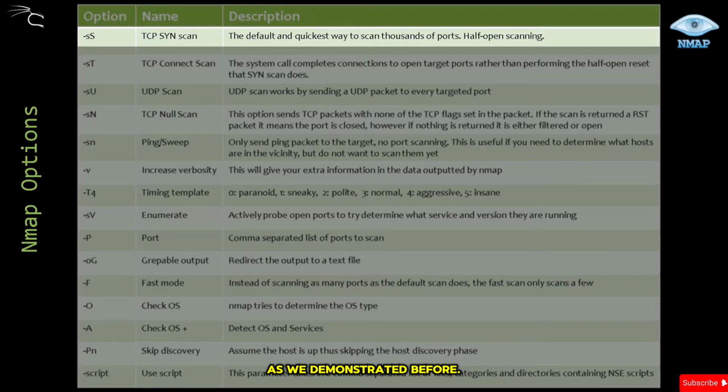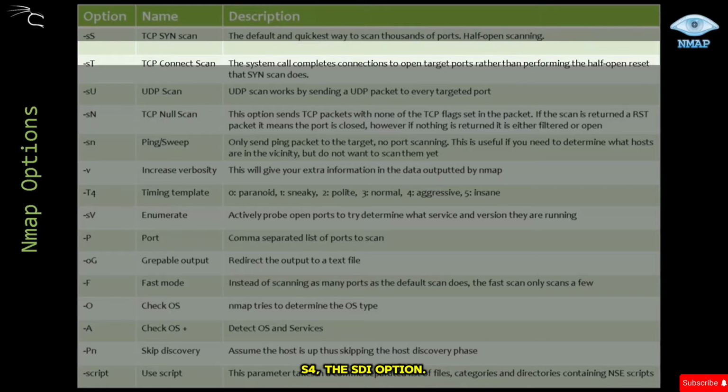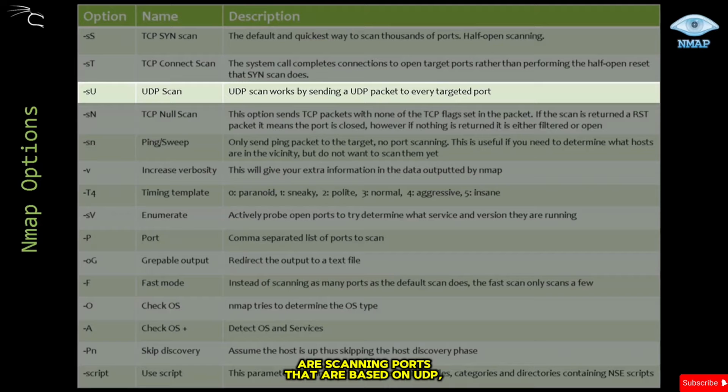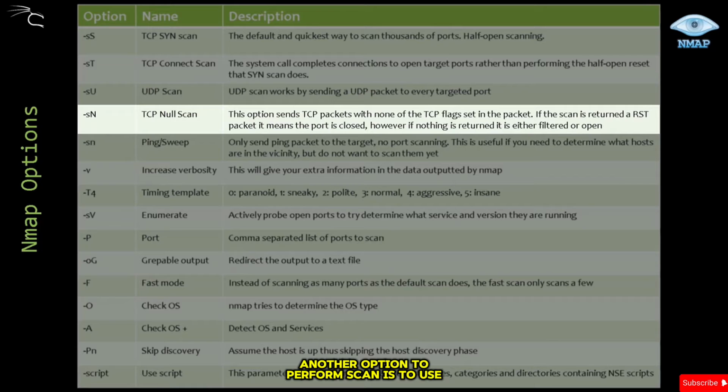As we demonstrated before, it's based on half opening the TCP three-way handshake. As for the -sT option, we're telling Nmap to use the three-way handshake to establish a connection with the target and to determine if the ports are open. When we are scanning ports that are based on UDP, such as DNS, SNMP, and DHCP, we need to use this option, the -sU.